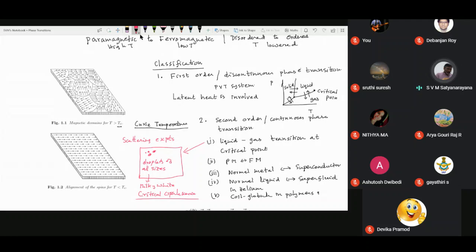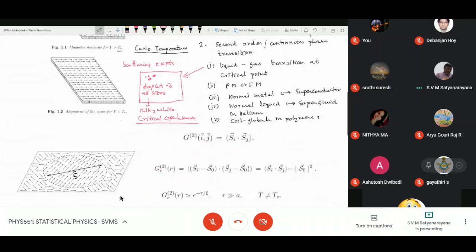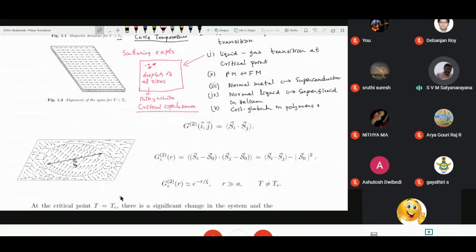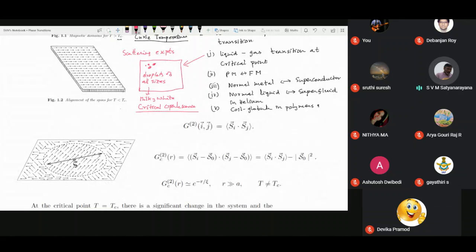So this appearance of long range correlations is very central to what is called a second order phase transition. I was just trying to show you what this correlation is here. This dotted line shows that all the spins are aligned in the same direction, and outside this region you have the magnetic moments in different directions. So in this particular region there is a perfect correlation.